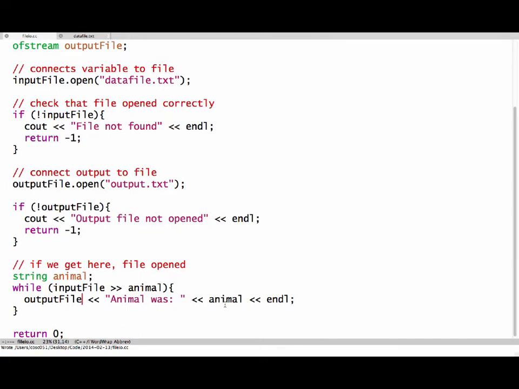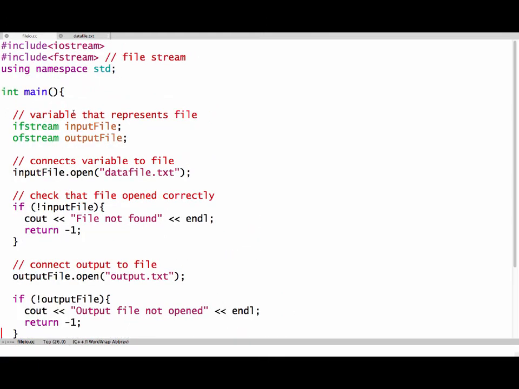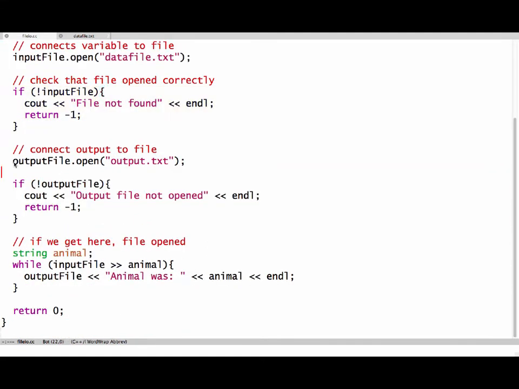Okay, so here's our algorithm. We have an IF stream, which is going to be the input file. We have an OF stream, which is going to be the output file. For each one of these, we have to connect them to the file that they're going to be using. So we use the open for that, input file.open, data file.text. And if that didn't work, we say file not found and exit. Output file open, output.text. And if that didn't work, again, we exit.